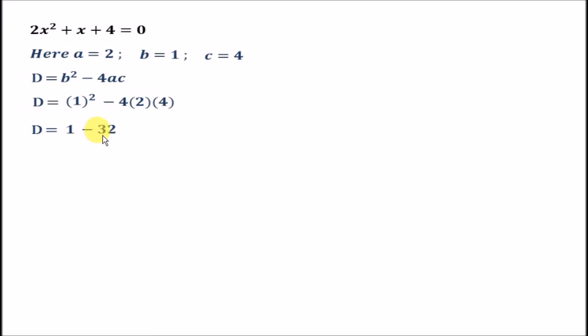Plus minus minus, since the bigger number is 32, the overall sign will be minus. 32 minus 1 will be 31. So D is minus 31. That means we have got a negative quantity for D, which is less than 0. Hence, no real roots exist. In this case, we will have a complex root, so we don't need to proceed further.